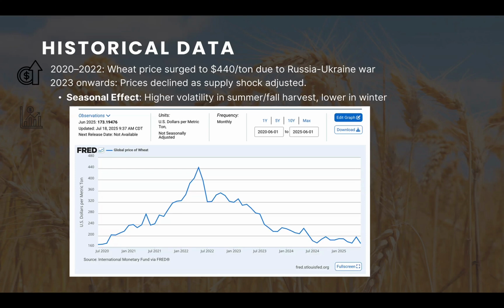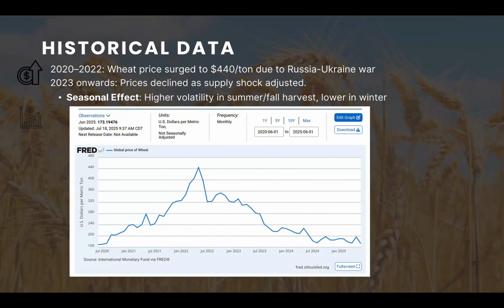Looking at historical data, wheat prices rose sharply between 2020 and 2022, reaching $440 per ton. The main driver was the Russia-Ukraine war, which disrupted Ukraine's wheat exports and created a global shortage of food. After 2022, prices started to decline as markets adjusted to this supply shock. In the futures markets, we observed a convergence problem, where spot and futures prices did not perfectly align at maturity, but the general trend remained consistent.